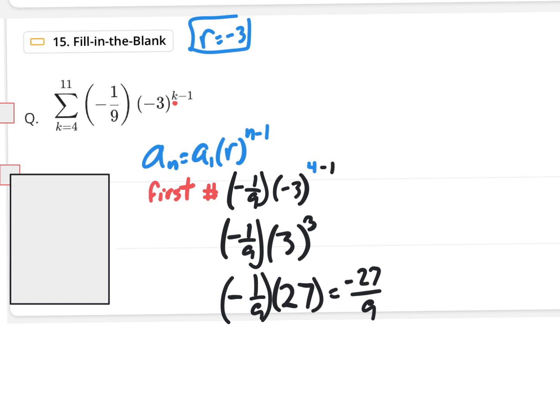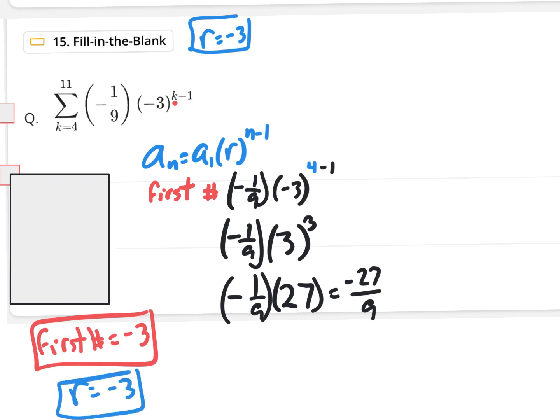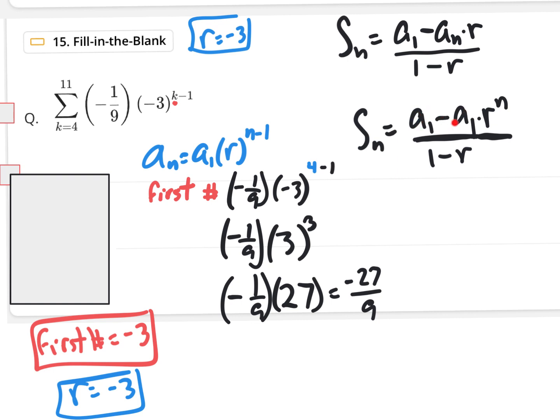So the first number is -3. Okay, so we have the first number, that's important. We know the common ratio is -3, that's also important. And I guess the best thing to do right now would be to write down the actual formula so we can see what we actually need. All right, so let's go to the formula. You could use a sub 1 minus a sub n, your first number minus your last number, times that common ratio r, divided by 1 minus that common ratio r. Or you could use a sub 1, your first number, times 1 minus the common ratio r to the n power.